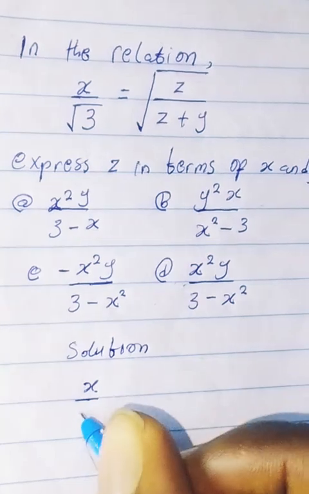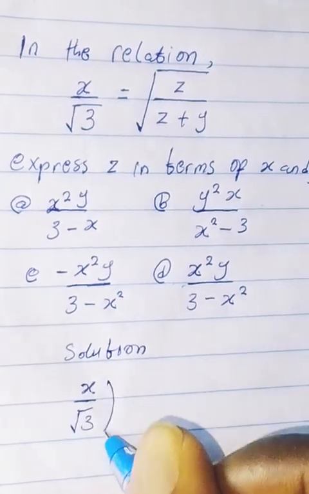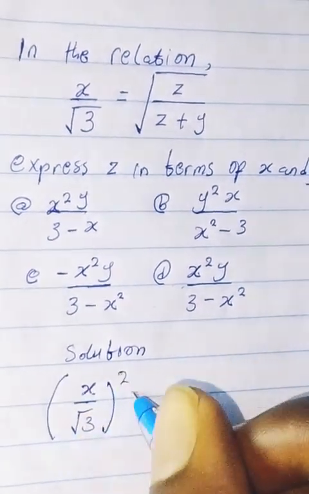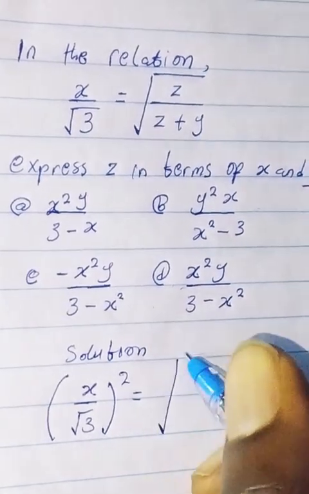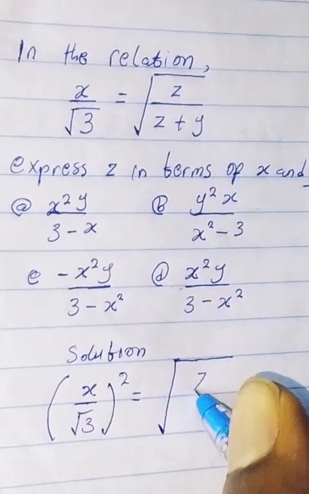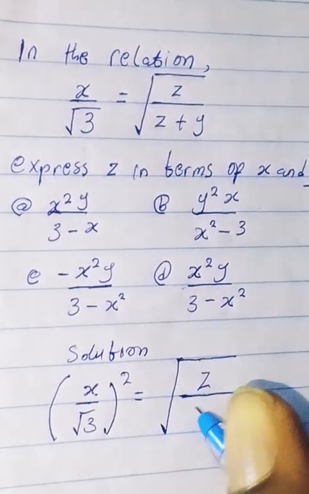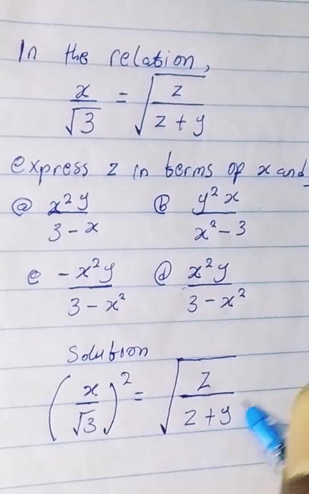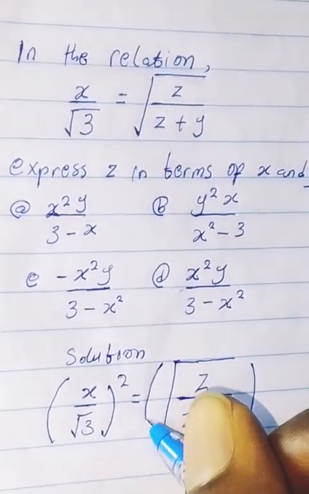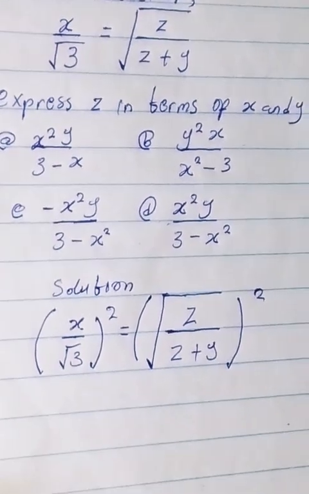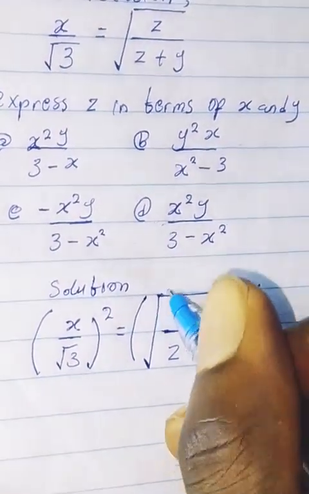We have x over root 3, squared, equal to z over z plus y, also squared. Now from this part here, this square takes care of the square roots.